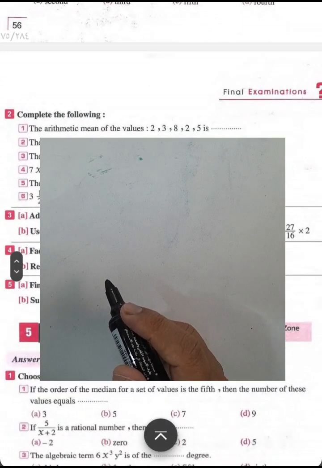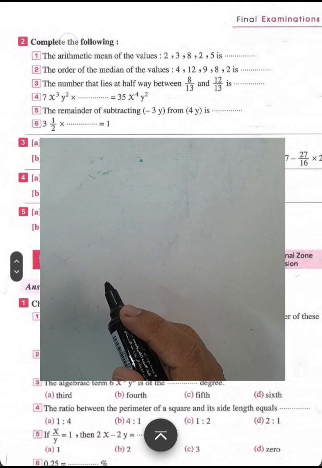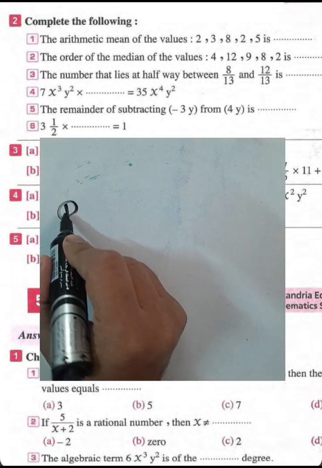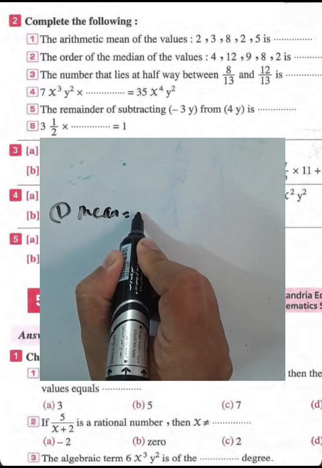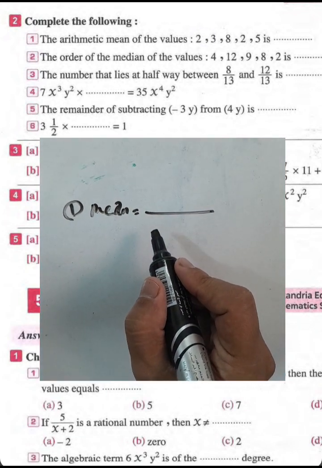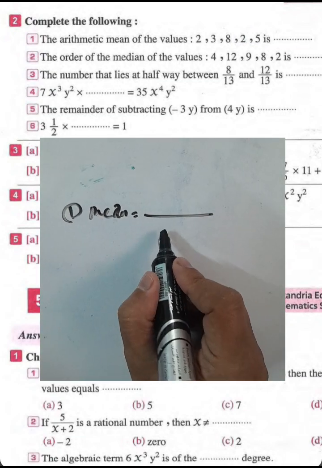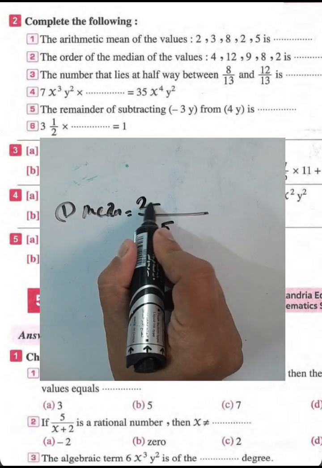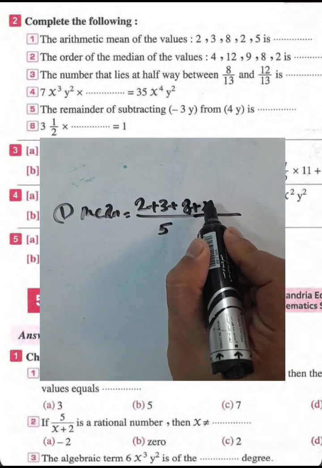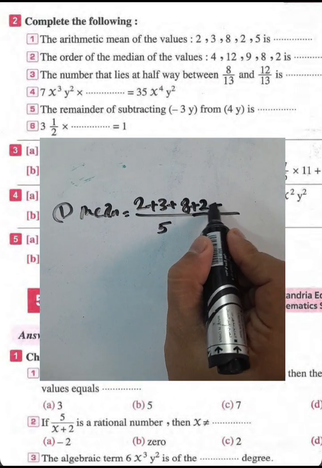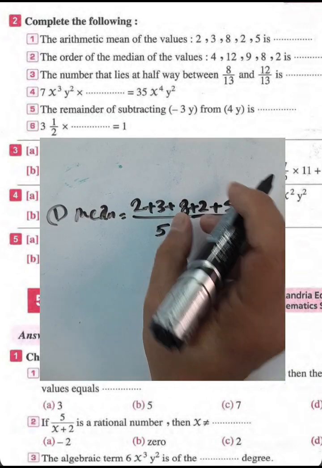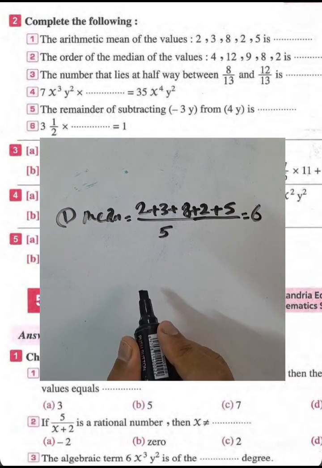Question number 2. Complete the following. Arithmetic mean of the values. We can add all the values and divide the result by the number of them. 1, 2, 3, 4, 5. We have 5 numbers here. 2 plus 3 plus 8 plus 2 plus 5. 2 plus 3, 5. 5 plus 5, 10. 10 plus 10, 30. 30 divided by 5, it will be 6.